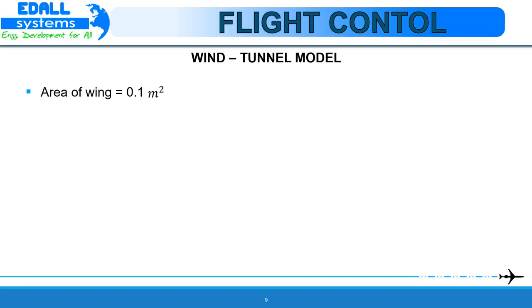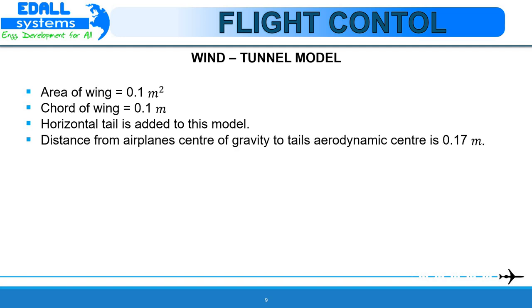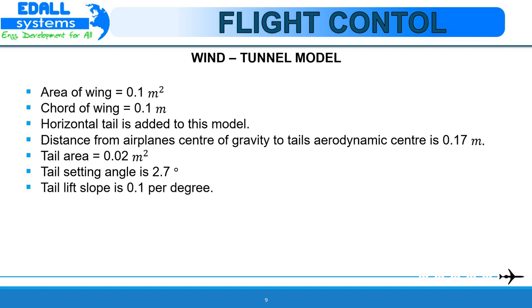The wind tunnel model says the area and the chord of the wing are 0.1 meter square and 0.1 meter respectively. Now assume that a horizontal tail is added to this model. The distance from the center of gravity to the tail's aerodynamic center is 0.17 meter. The tail area is 0.02 meter square. The tail setting angle is 2.7 degrees. The tail lift slope is 0.1 per degree. And from the experimental values, we have the downwash angle as 0 and the downwash angle with respect to the angle of attack as 0.35. These are the parameters that we will be using for the further calculations in different chapters.